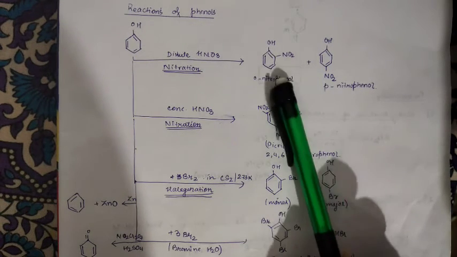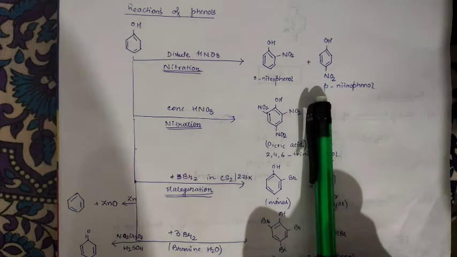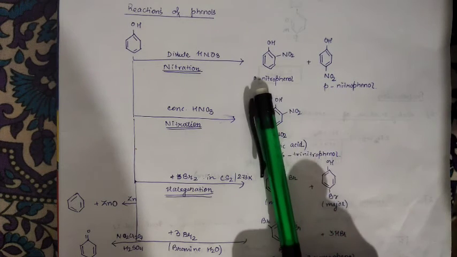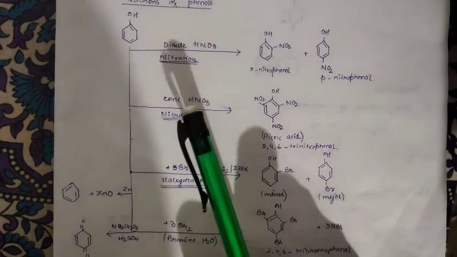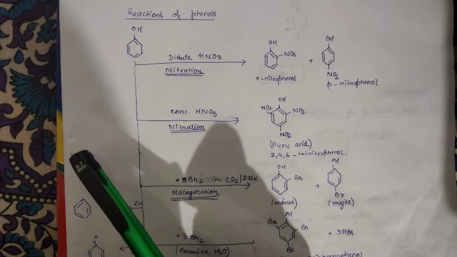Now since you have got two products here, if you want to separate the orthonitrophenol or the paranitrophenol, how can you do it? This can be done by simple steam distillation. Okay, you can separate them very easily, there is not a slight problem in separating them. Now why do we get the orthonitrophenol and paranitrophenol?